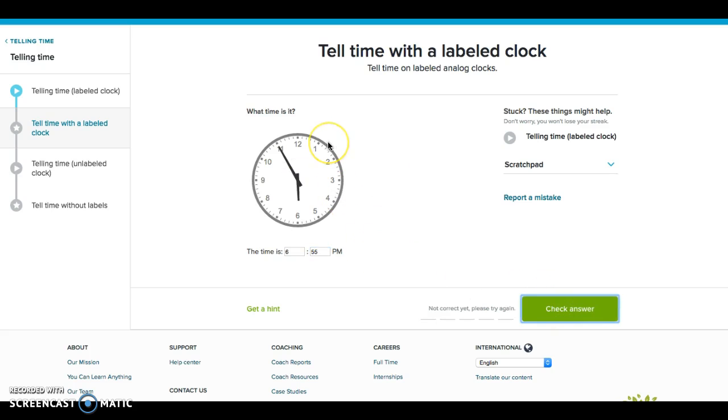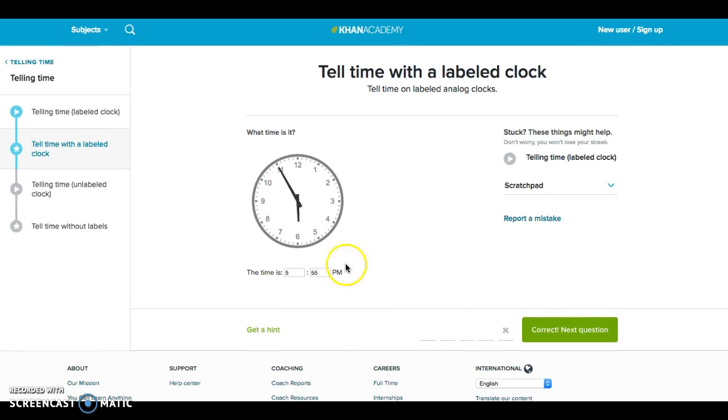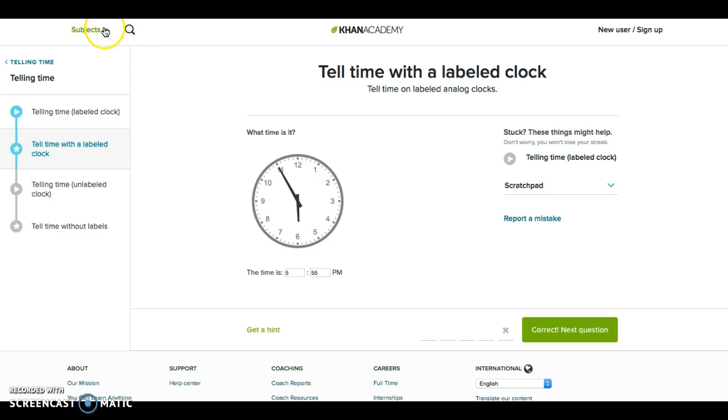I can check my answer. Oh, it is not 6:55. A lot of students get that wrong, just like I did there. It is 5:55 because it is not quite at the 6 yet. You can check the answer out when you're done. So, cool way that I can see the feedback from the students.